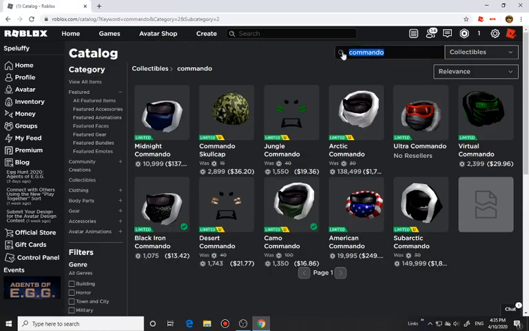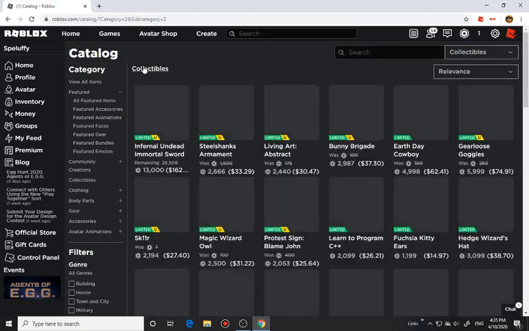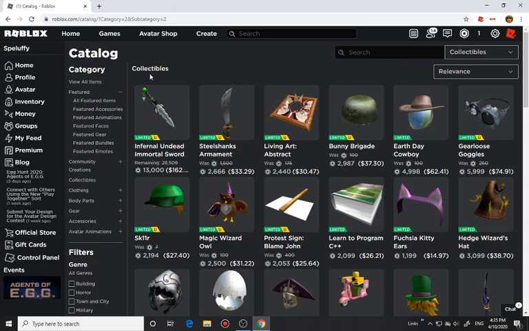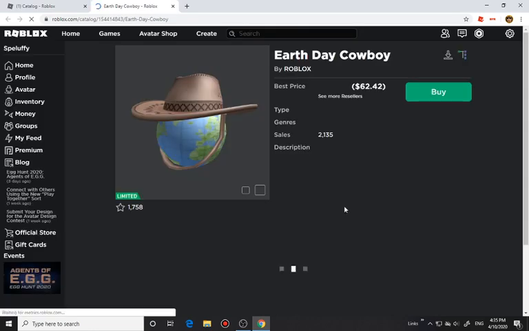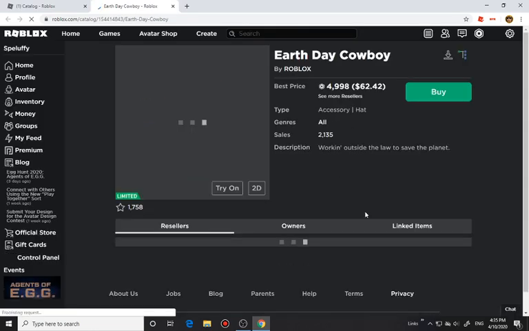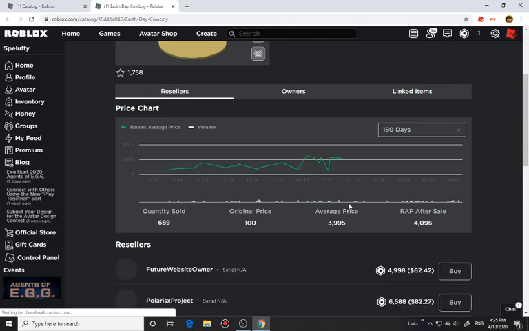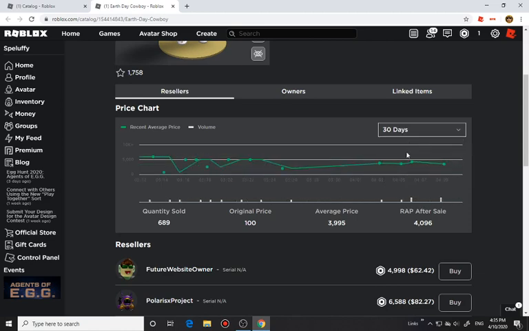Let me show you an item that does not have so good demand. Let me take a look. I'd say about this, I don't see anyone going for this item. Earth Day Cowboy, not so much of a good price, unless there's a lot. Yeah, not a good item. You can see that there's not so many sales. What about in the last 30 days?